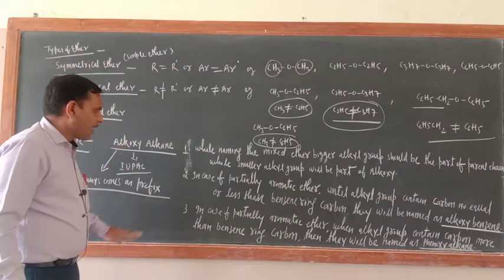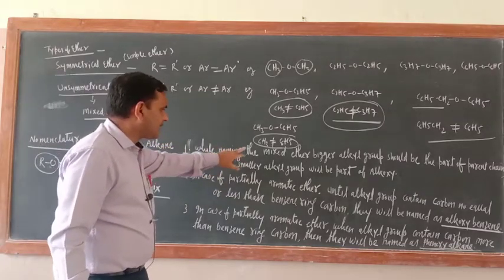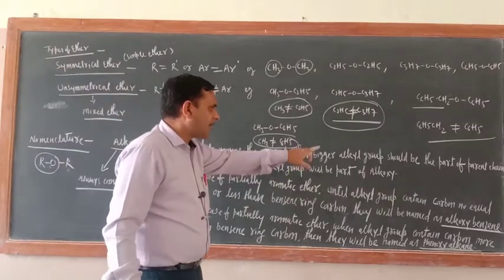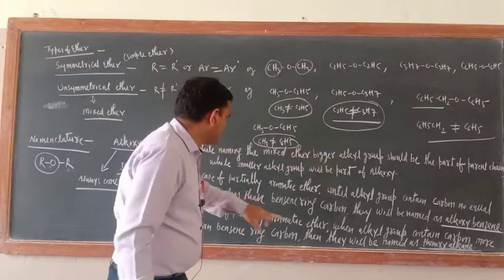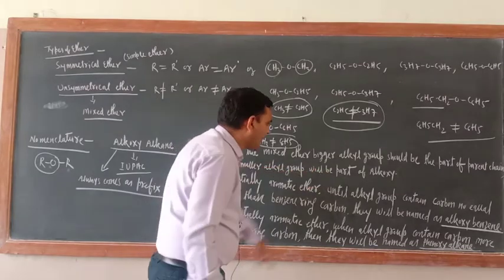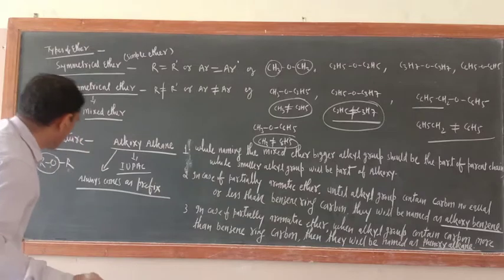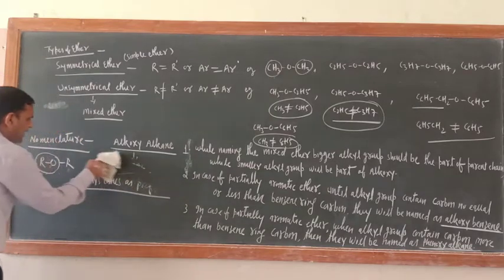Now there are some rules I wrote here. While naming the mixed ether, the bigger alkyl group should be part of the parent chain, while the smaller or lower alkyl group will be part of alkoxy. Now we'll give you some examples based on the first rule.